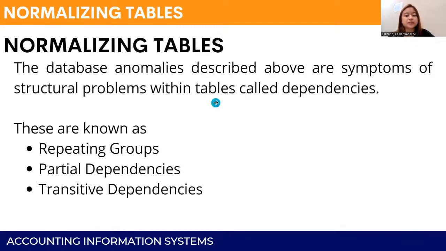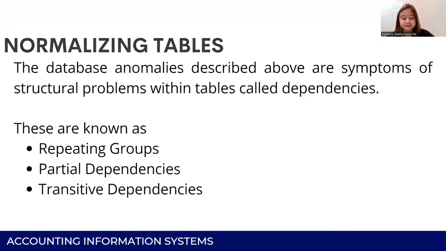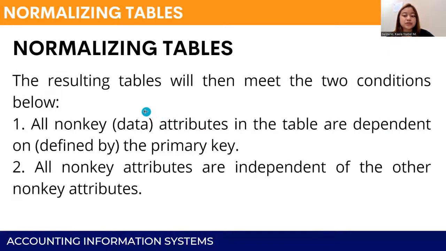So the database anomalies described above are symptoms of structural problems within tables called dependencies. Mayroong tatlo, which is repeating group, partial dependencies, transitive dependencies. So the resulting tables will then meet the two conditions below. First is that all non-key data attributes in the table are dependent or defined by the primary key. Second is that all non-key attributes are independent of the other non-key attributes.